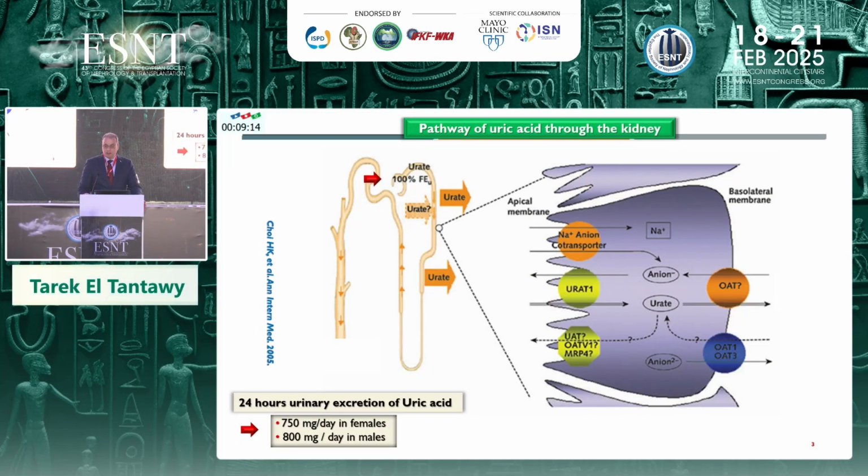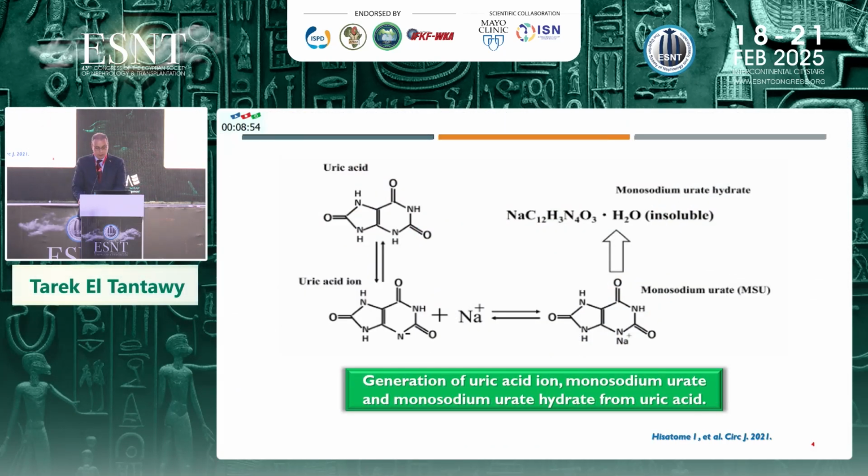In the journey of uric acid through the kidneys, 100% is filtered by the glomerular filtration rate. Then it is exposed to reabsorption and secretion through a lot of transporters located on the apical and basolateral membranes. 90% will be reabsorbed, only 10% will be excreted, and this is the 24-hour urine concentration of uric acid.